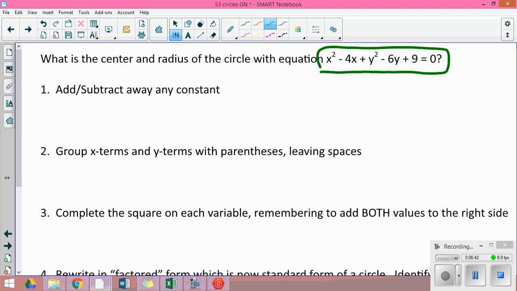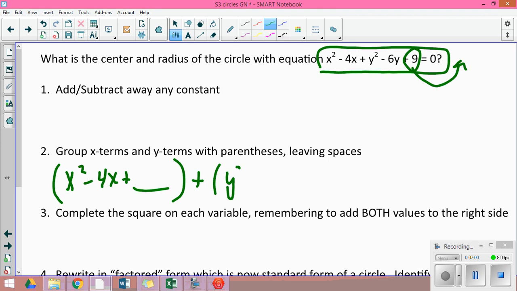So we're going to get those constants away first, then we're going to group our x terms with parentheses, and we're going to leave those spaces. So I'm going to move the 9 and do the grouping. So I'm going to have x squared minus 4x plus, leave that blank, plus y squared minus 6y plus, leave a blank, equals negative 9. Remember, I moved the 9, plus a blank, plus a blank.